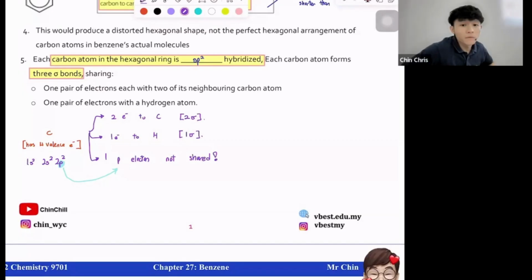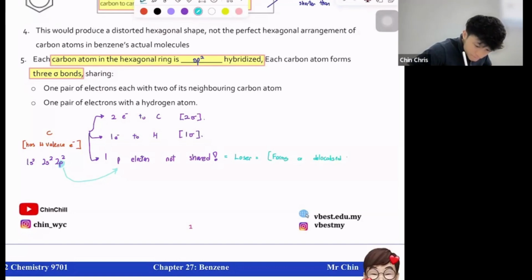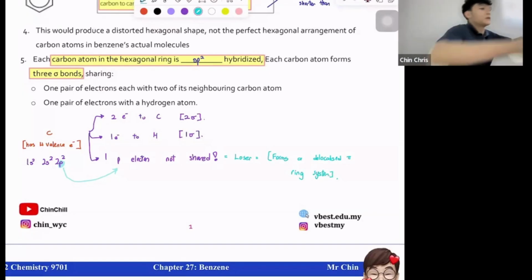Am I right? Okay, so guys, this electron, I call it a loser, like no friends. Then eventually it forms a delocalized ring. Later I'll talk about it. That's it. Okay, please write it down. Give me some time.